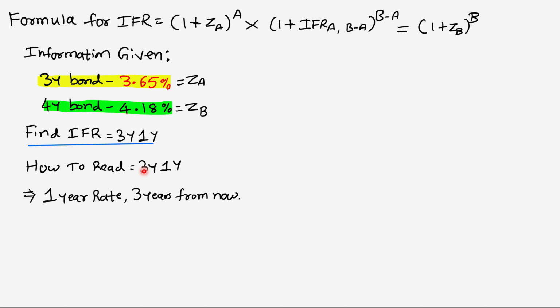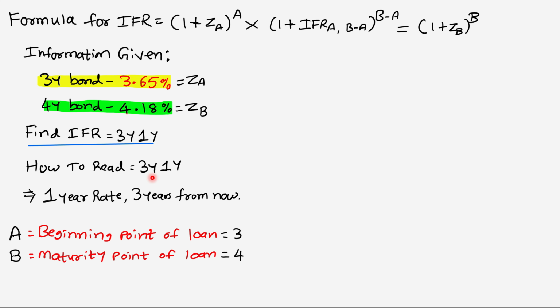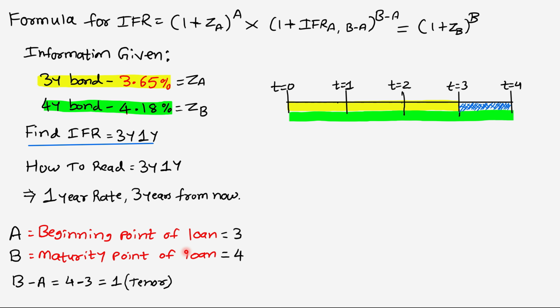And I'll put it on a timeline here. So for the formula we have here, A will be the beginning point of the loan. So our loan starts in year 3. And then B will be the maturity point of the loan. So this loan is going to be maturing in year 4. Okay, so B minus A will be 4 minus 3, and 1 will be the tenor. In other words, we're just investing this money for a 1-year period. Okay, so let's look into it on a timeline.